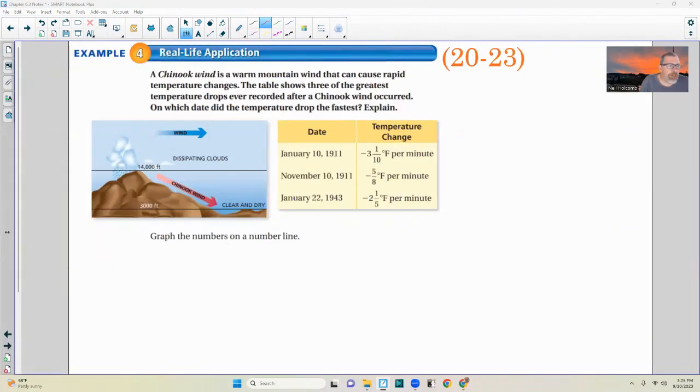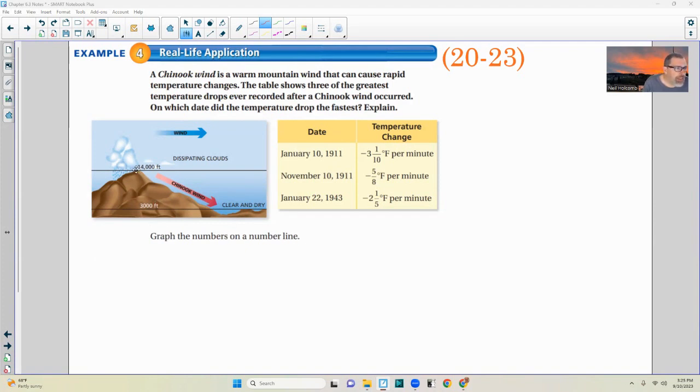Okay, example 4 is a real life application. And it says a Chinook wind is a warm mountain wind that can cause rapid temperature change. The table below, right here, shows 3 of the greatest temperature drops ever recorded after a Chinook wind occurred. On which date did the temperature drop the fastest? Explain. So here it says to graph the numbers on a number line.